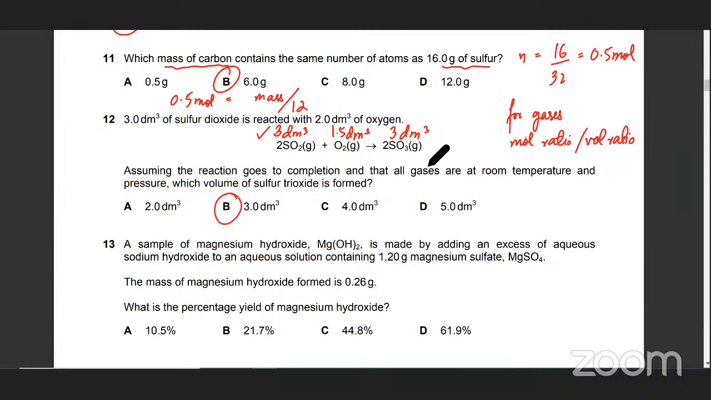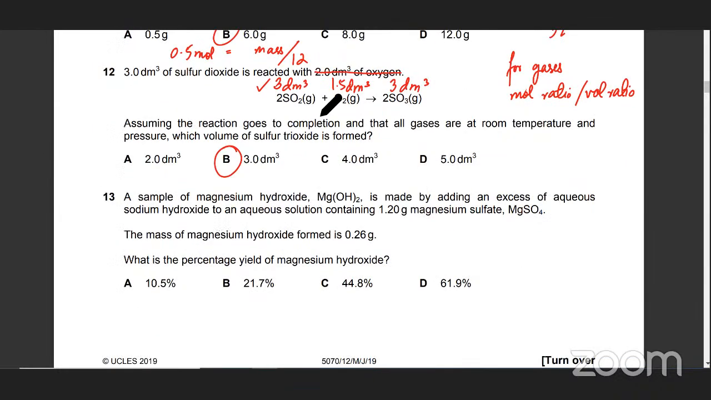ठीक है, so it's a very simple question. मोल्स में जाओगे तो फिर वो लेंथी हो जाएगा कि आप मोल्स निकालो इसके, फिर उसके मोल्स निकालो. लिमिटिंग और एक्सेस का पता होना चाहिए कि which one is the limiting. Use always the limiting. ये जो ऑक्सीजन है ना, this would not be used in the calculation because that's in excess. ये क्लियर है सारों को?